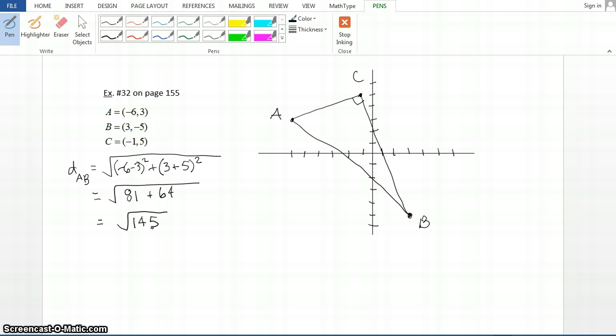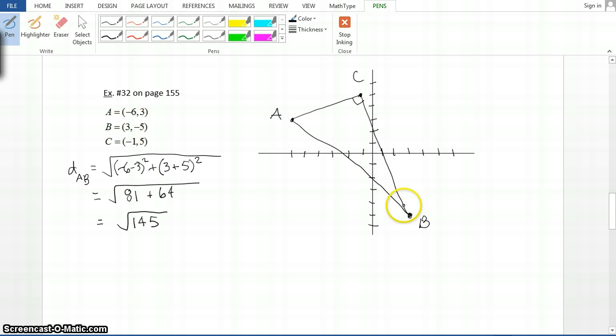Alright, I don't think that has a factor of it. That is a perfect square. Let it go. Okay, that's the square root of 145. Let's leave it like that. Now, that's the distance from A to B.